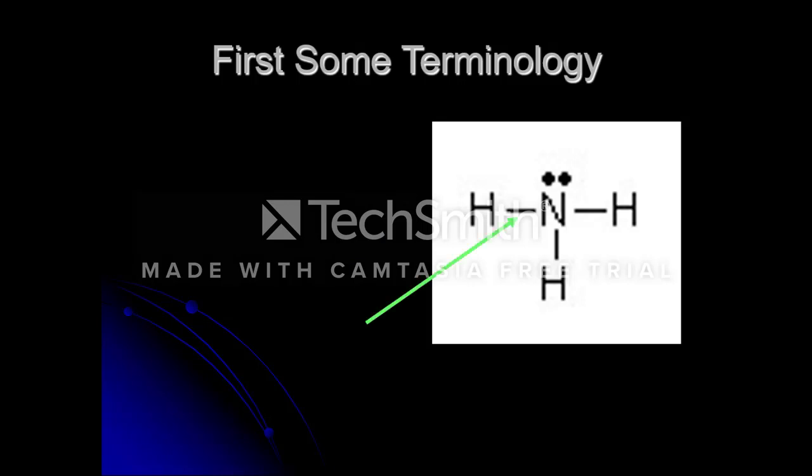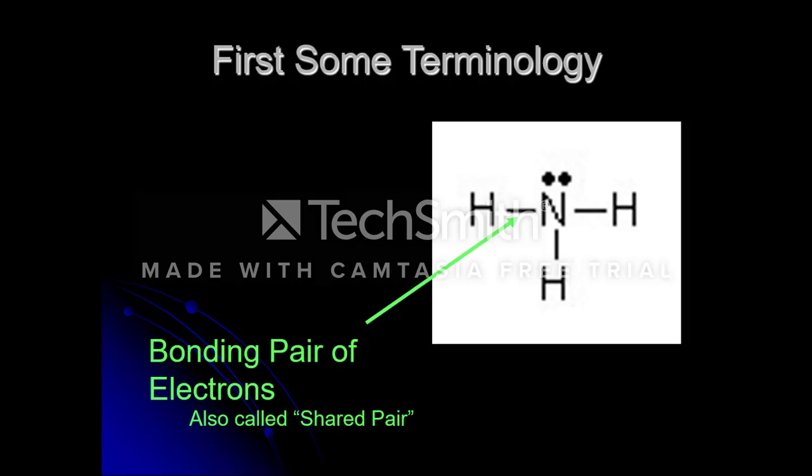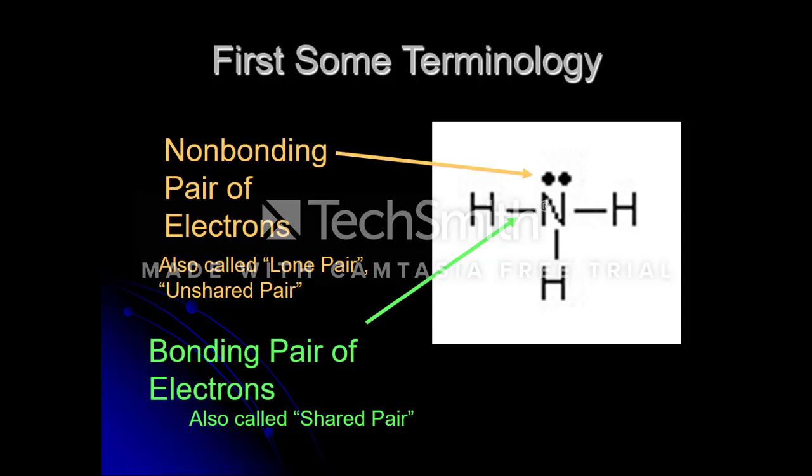All right, so we need a little bit of terminology to get started. First, we have the bonds. We also call those bonding pairs of electrons or shared pairs. And then we have the dots. Those are called non-bonding pairs of electrons, or lone pairs, or unshared pairs. I tend to use shared and unshared pairs because that just makes sense to me. Also, probably just what I grew up with. So it's up to you what you call it. You'll see it different ways throughout the PowerPoint just to help you get used to it.